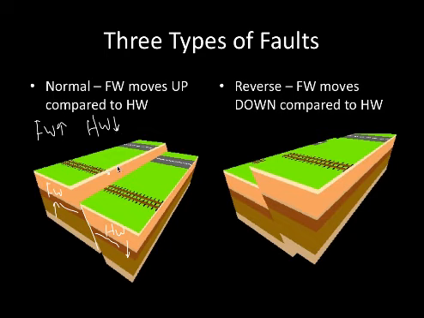Again, both may have happened. We don't know if the footwall actually moved up or the hanging wall actually moved down, or if both happened, but this is called a normal fault. And that's where the footwall moves up compared to the hanging wall.